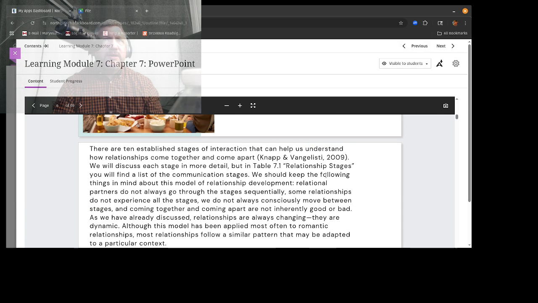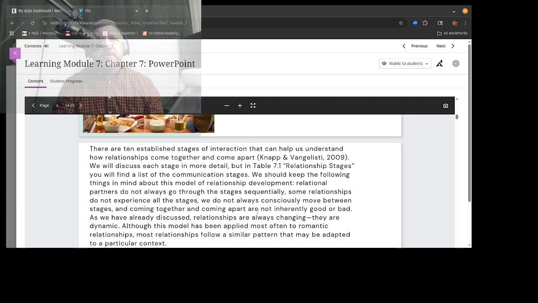I showed you the relationship stages earlier, but in 7.1 relationship stages, you'll find a list of the communication stages. I'd recommend looking at it in the book because I'm trying to move through the material. We should keep the following things in mind when we're talking about the model of relationship development. Relational partners do not always go through the stages sequentially, not necessarily in order. We also don't experience all of the stages within a friendship or a certain relationship. And we're not always consciously moving between the stages.